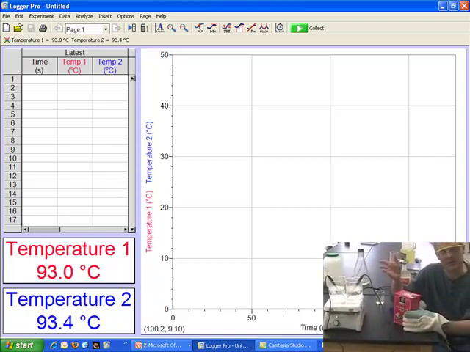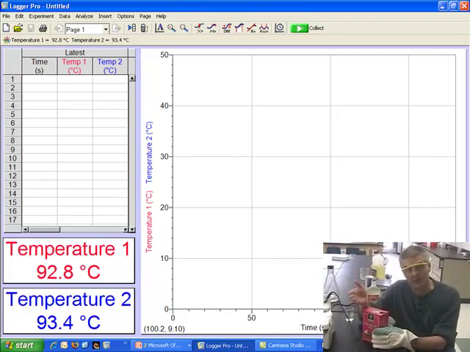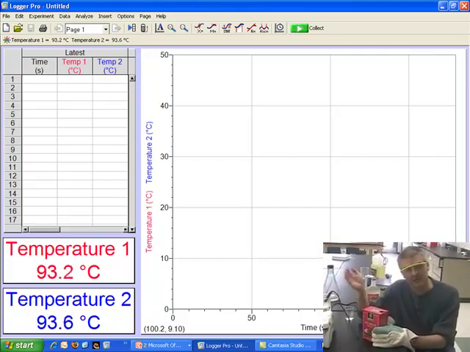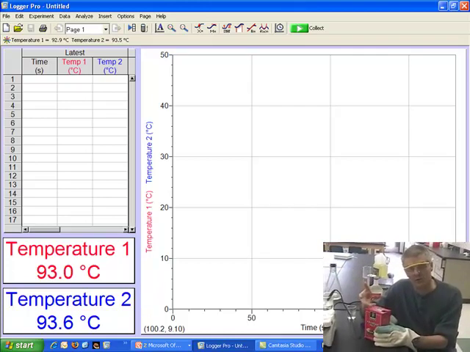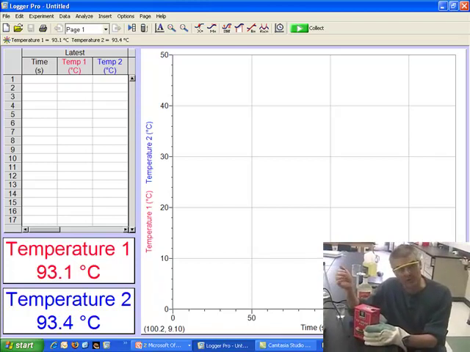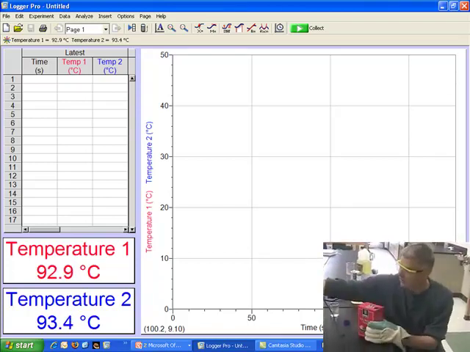First of all, just as a side note, for those of you who are watching out in internet land, we live at 8,500 feet. And why is the water boiling at 92 degrees? Because we have a lower atmospheric pressure up here. So if you were to do this same experiment at sea level, you would be seeing roughly 100 degrees in both cases.